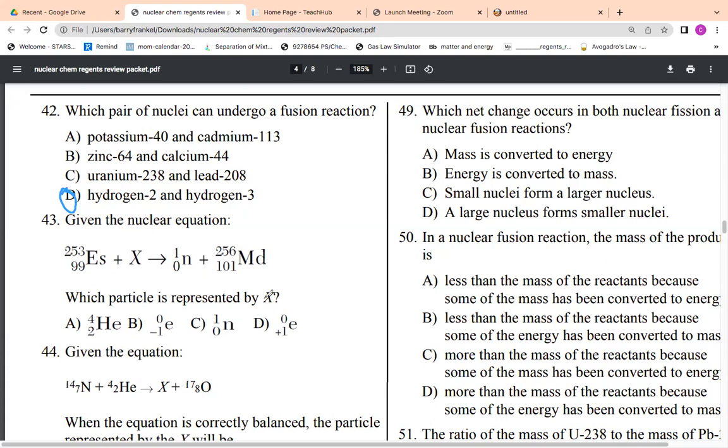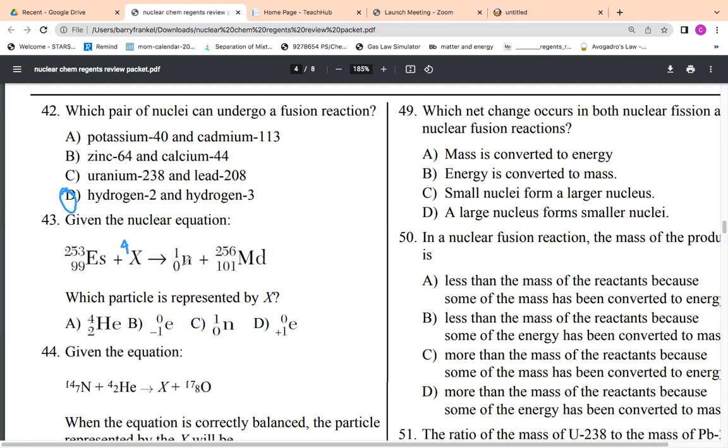Okay, we're given the following nuclear equation on 43. So we've got Es-253, X, some particle, and then at the end we get a neutron and we get Md-256. So we want to know which particle is represented by X. So using our knowledge of how nuclear equations work, we have to basically just fill in the blanks. On the product side, the sum of the mass numbers is 257. So the mass number up here has to be 257. I've already got 253 here, so the mass number for X would be 4.